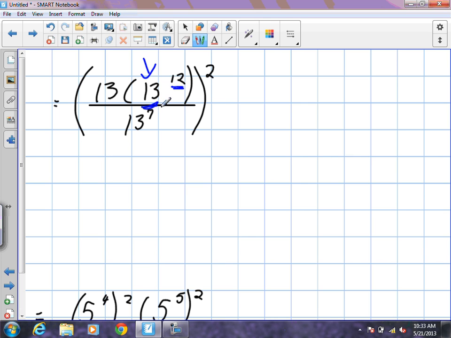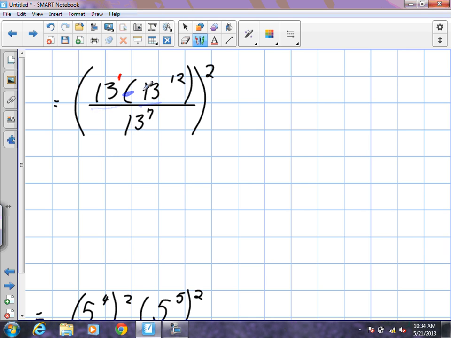We're not evaluating anything. So the very first thing I want to do is deal with what's on the top of this fraction. This 13 is to the power of what? If there's nothing there, we assume it's a 1. Okay? So this is two exponents with the same base, and they're being multiplied by each other. So how can I simplify that step?